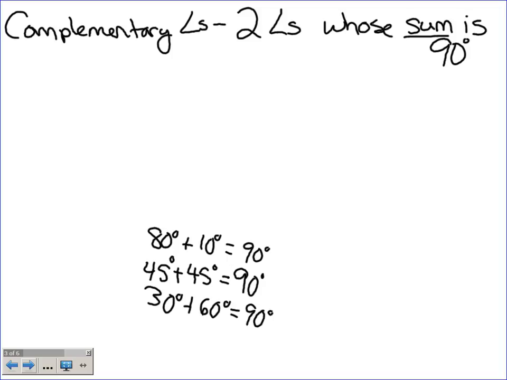Are there a lot of these? Yeah, we could do 70 and 20. We could do 71 and 19, right? We could do 72 and 18. We could keep going with that. Any two numbers that add up together to give you 90 degrees are going to be complementary angles.